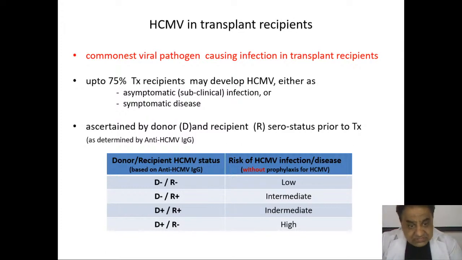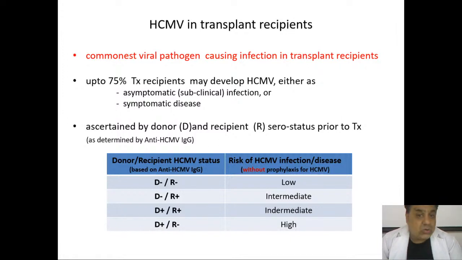But if the donor is positive and the recipient is negative, it's better not to use such a donor. But if you have no other donor, then you can use one. But the risk of CMV is very high, because the recipient was negative earlier, and the donor is giving him the virus via the organ or via the stem cells, right? So, based on the stratification of D and R status of the CMV IgG, the prophylaxis and treatment of CMV is planned accordingly.